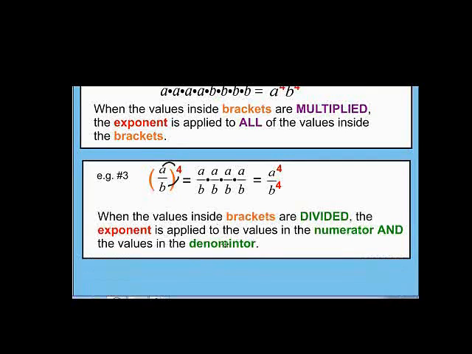And so when the values inside brackets are divided, like we've got here, the exponent is applied to the values in the numerator and the values in the denominator. Same idea as up top. It got applied to both the a and the b. And remember, when you're multiplying fractions, you only multiply your tops, or your numerators, and then your denominators. So we'd have a times a times a times a, which would be a to the 4, and then divided by b times b times b times b, which is b to the power of 4. So that's called the distributive property, just the idea that the exponent is applied to all of the pieces in the brackets.